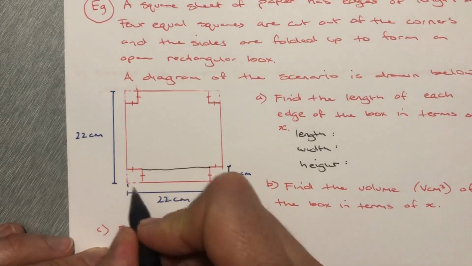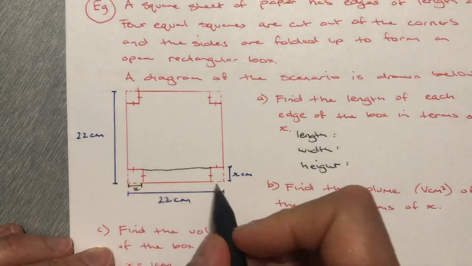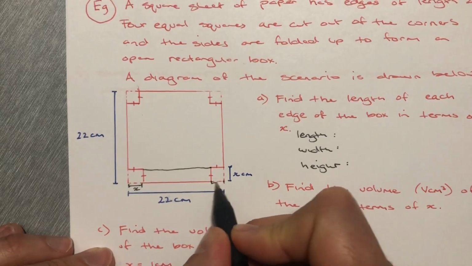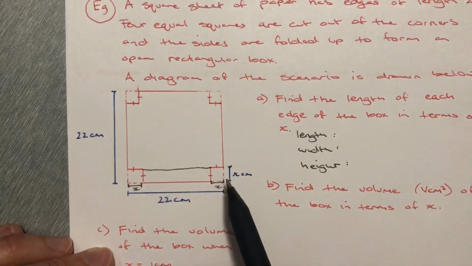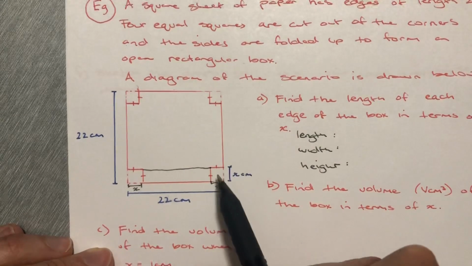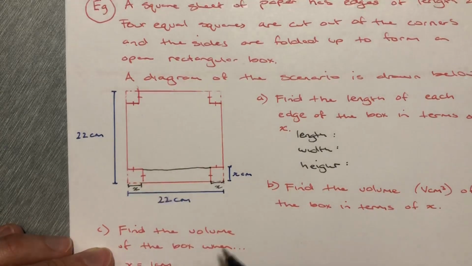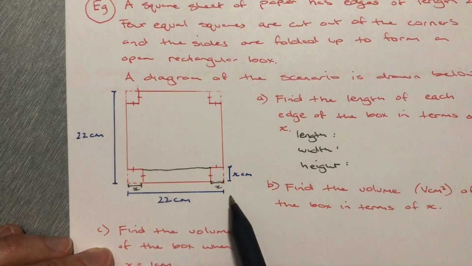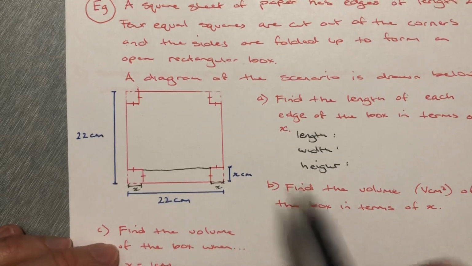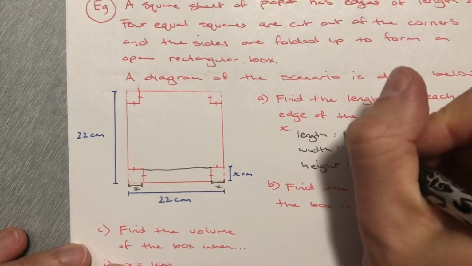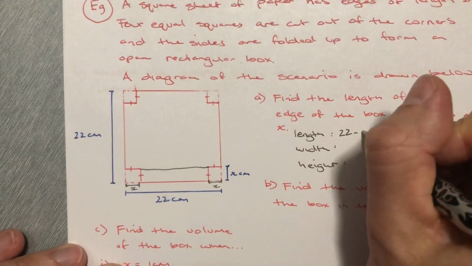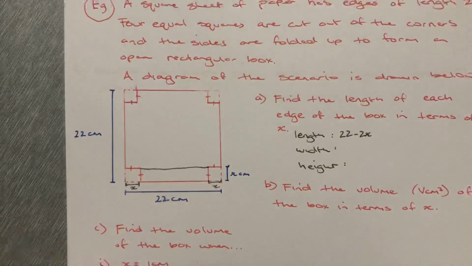Now if that one's x, and that one's also x, which they are, I've tried to show that all these little cutouts are supposed to be x with these little dashes there. That means we're going to have 22 centimeters, but we're going to take off those two x's, aren't we? So the length is going to be 22 minus 2 times x, whatever length x is.